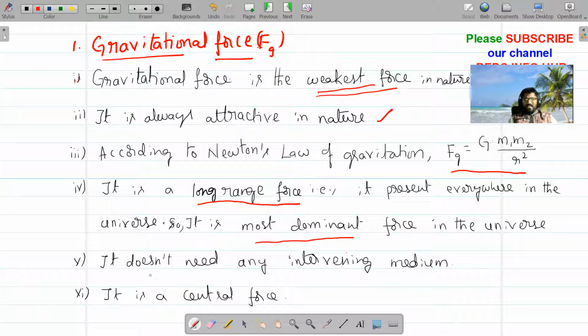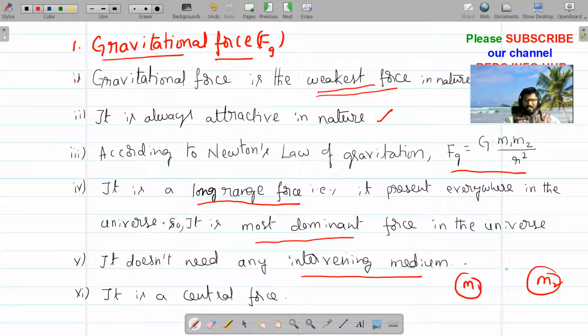Gravitational force doesn't need any intervening medium. Means if you have any two masses m1 and m2, whether these two masses are in air, or in water or any liquid medium, or wherever they are, and they are separated by some distance r, the force between them is given by this, irrespective of the medium between them. Is it clear? So the gravitational force does not depend on the medium between the masses.